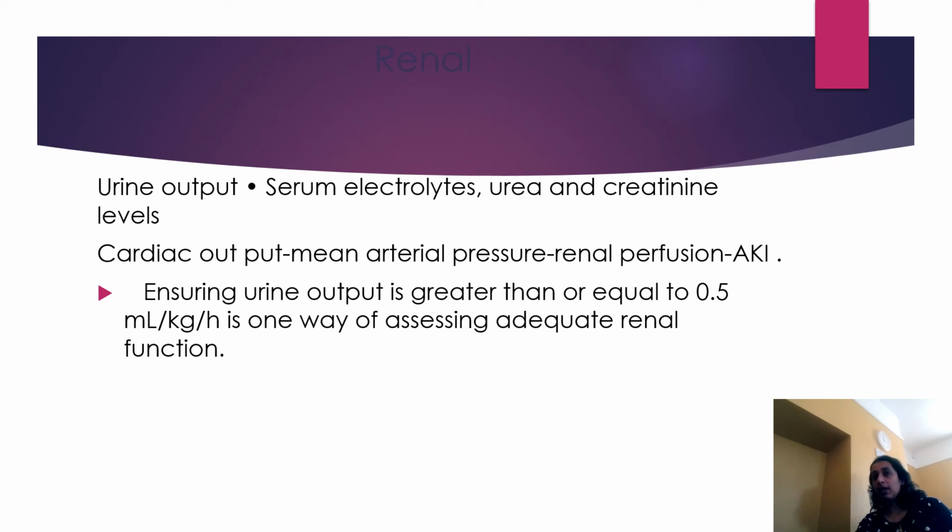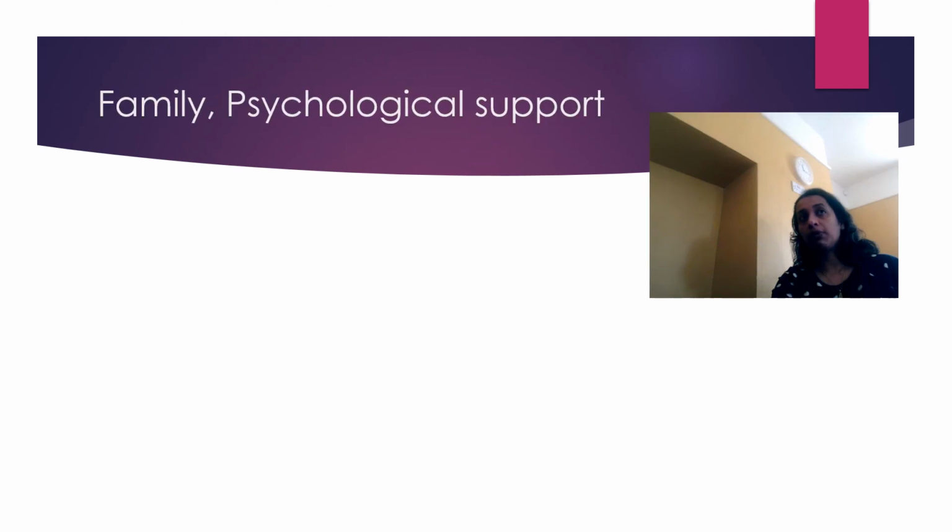Last but not the least, it's the renal functions, the urine output, serum electrolyte, urea and creatinine. Because of the less cardiac output, less mean arterial pressure, the renal perfusion will be less, resulting in AKI. So we have to make sure that at least 0.5 ml per kg per hour urine output should be there for adequate renal perfusion.